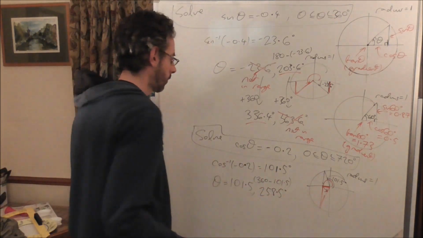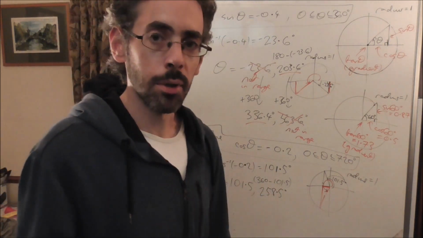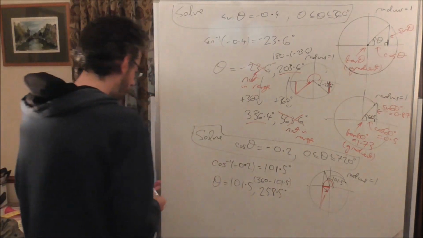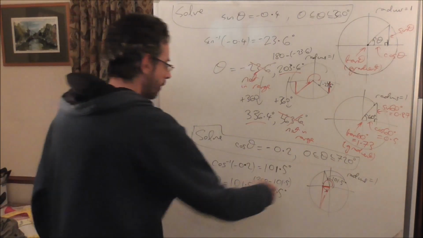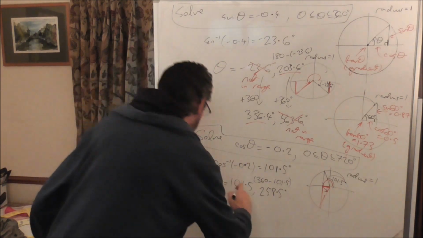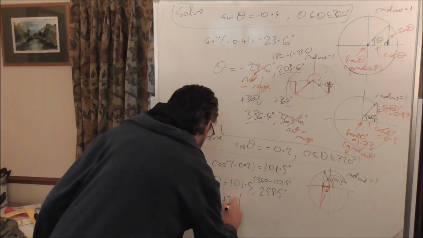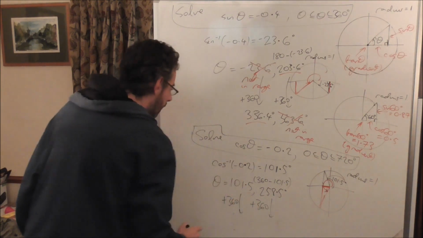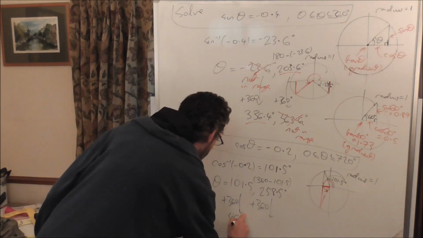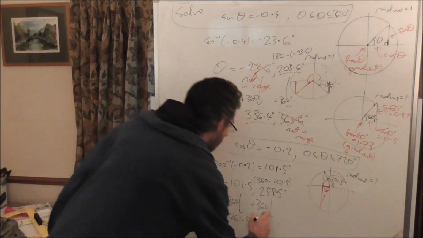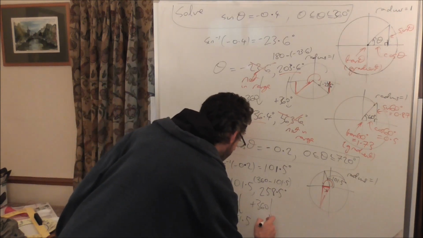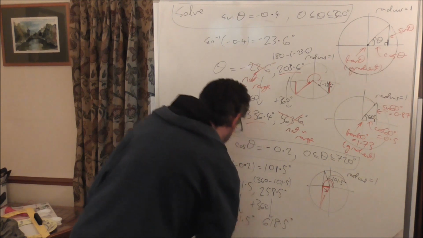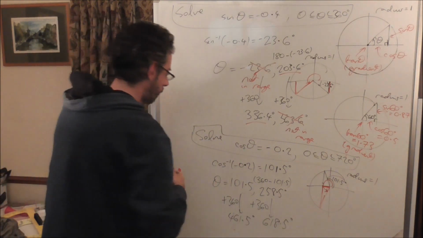That always works. And because the range goes up to 720 here, we can add 360 to both of these. In other words, we can go round again. So you can add 360 to this one, and you can add 360 to that one. And here you'll get 461.5, and here you'll get 618.5. So those are the four solutions.